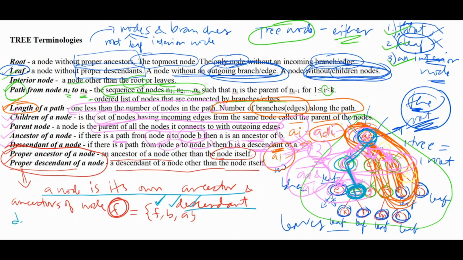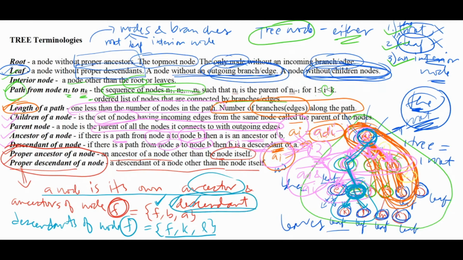If you're going to get the descendants of node F, you follow all the paths from node F downwards to a leaf. From F going to a leaf, you have these two paths, and all the nodes therein are F itself, K, and L. So these are the descendants of node F. Again, a node is its own ancestor and descendant.